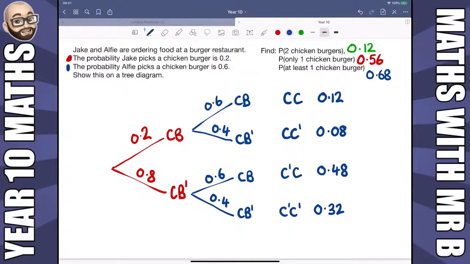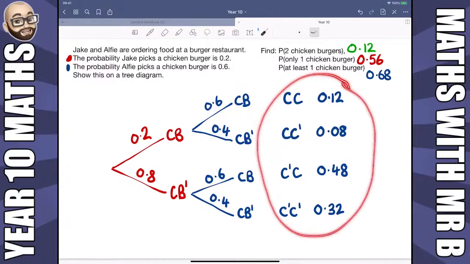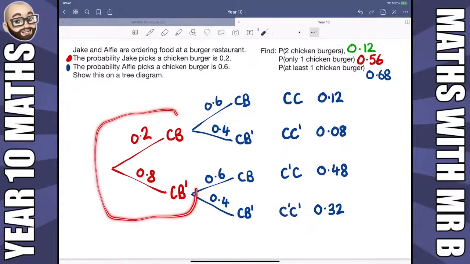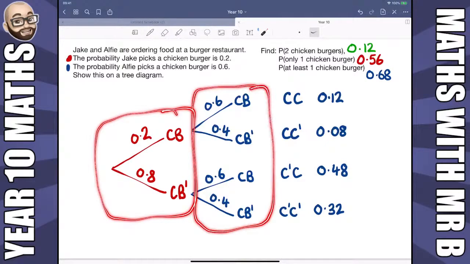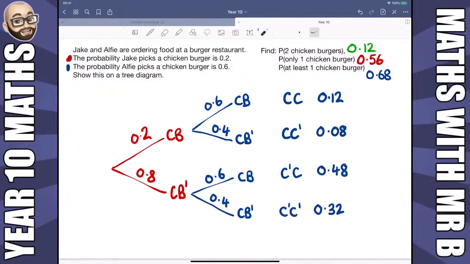This, by the way, this question here, it wouldn't have mattered to the final probabilities over here if I had done it with Alfie as the first branch and Jake as the second one. So don't get confused when you read some of the questions about trying to work out who goes first and who goes second, because this probability here would still have been a 0.6 times by a 0.2. The order of these might have been slightly different. Maybe these 2 here may have gone the other way around. But it wouldn't matter if you put Jake first or Alfie first.